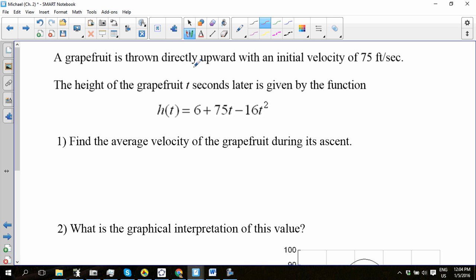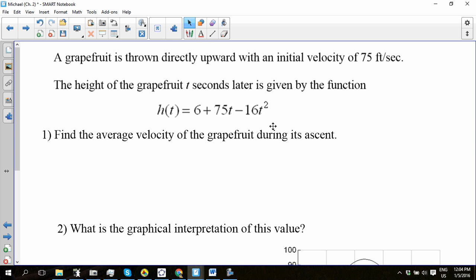But we throw this grapefruit straight up with an initial velocity of 75 feet per second. It's pretty good initial velocity. It was probably shot upward rather than thrown upward. But the height of this grapefruit t seconds after it's shot straight upward is given by this function. So if we want to find the average velocity of the grapefruit during its ascent, well, we've got to find out when it reached its peak.